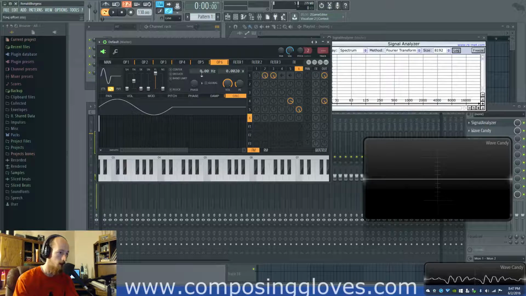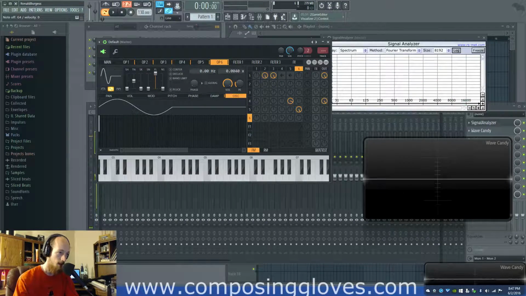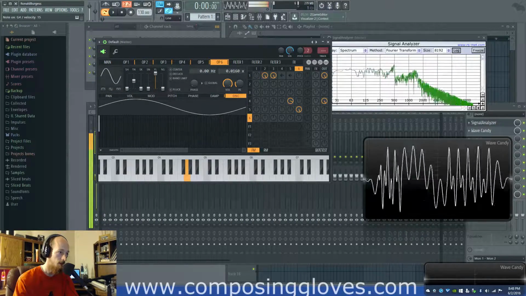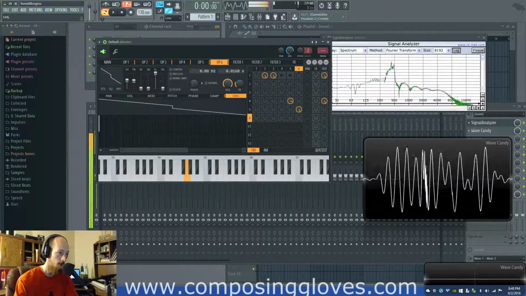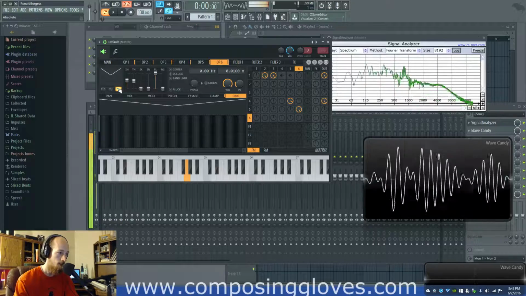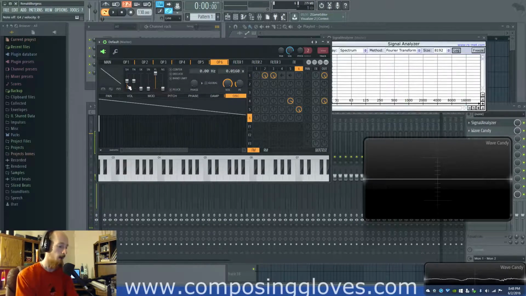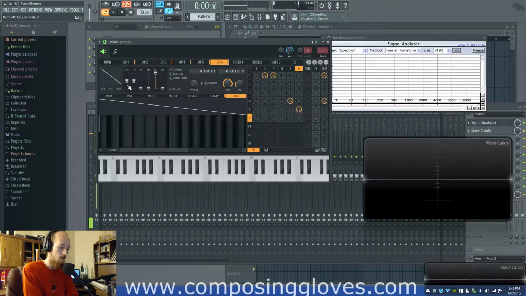Oh man, okay. Let's increase the ratio here to something like 4. Let's make this 16. So let's get rid of that. So we play higher notes up. This is really interesting stuff.